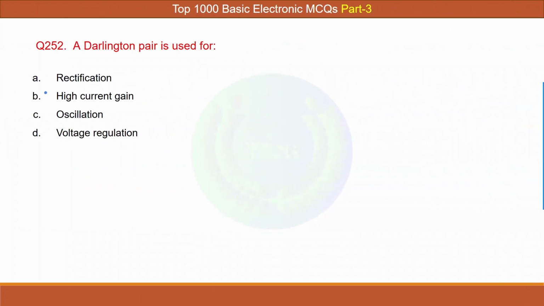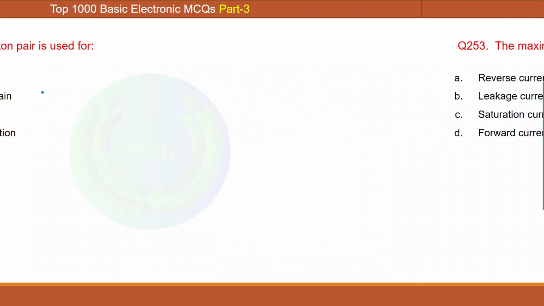Next question, question number 252. A Darlington pair is used for option A, rectification, option B, high current gain, option C, oscillation, option D, voltage regulation. The answer is option B, high gain.